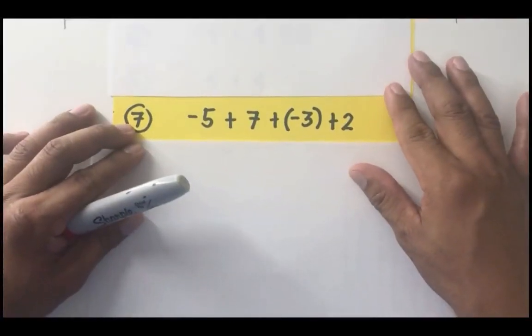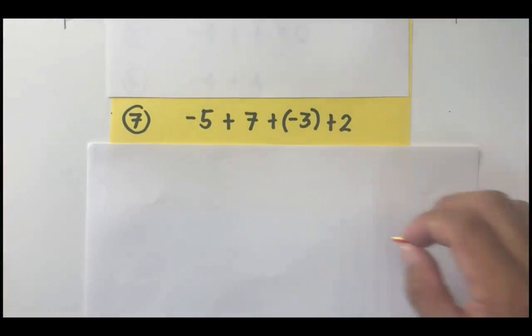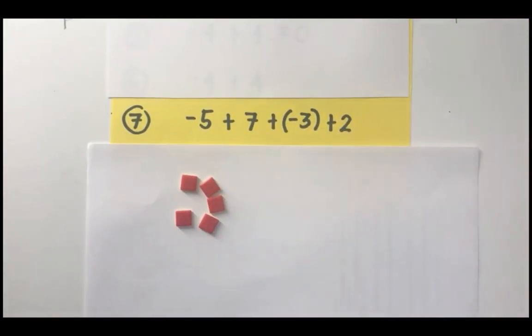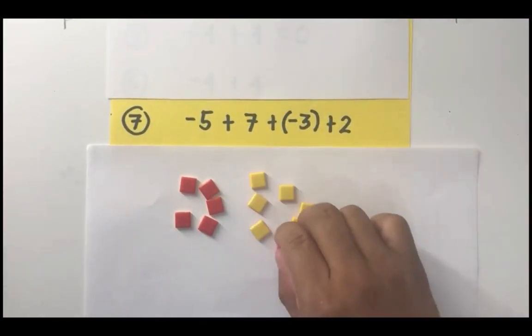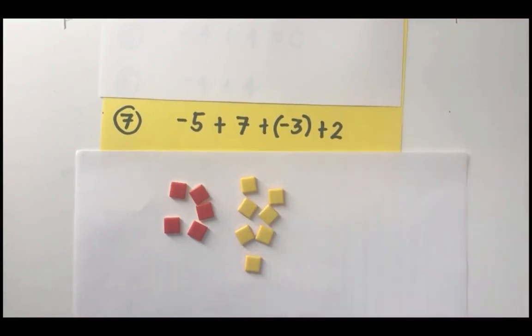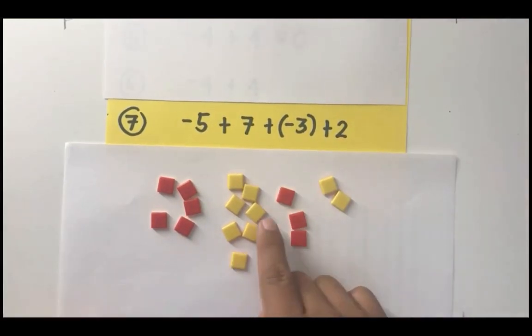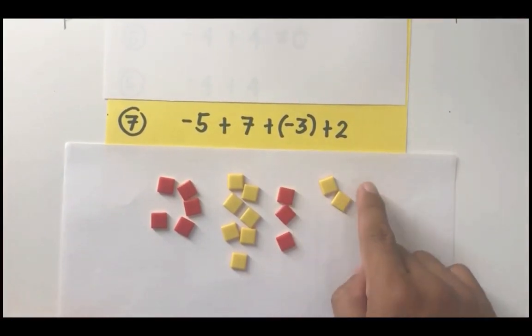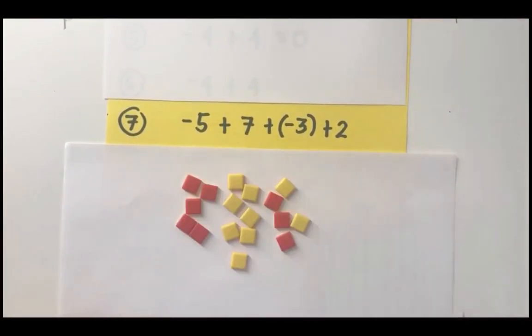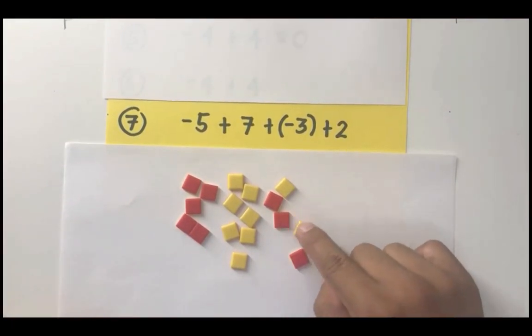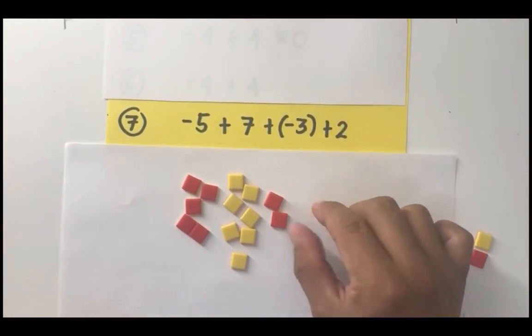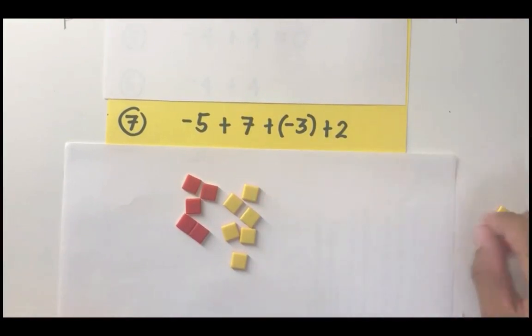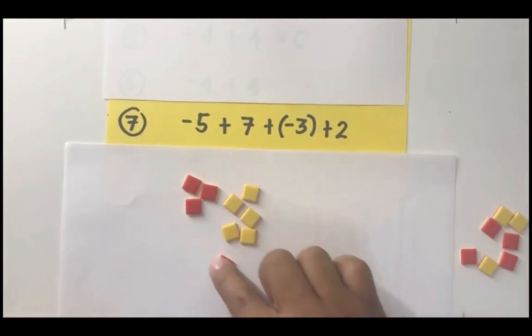If you have this problem, negative 5 plus 7, that's negative 5. 7 is positive, so we need yellow. So negative 5 plus 7 plus negative 3 plus 2. So let's combine them all together. And then remove all the zero pairs. Remove this, remove this, remove this, remove all the zero pairs.